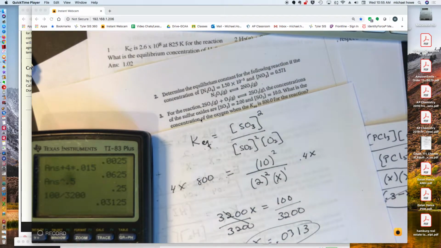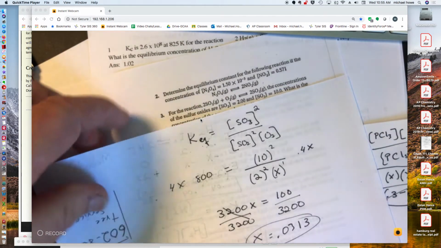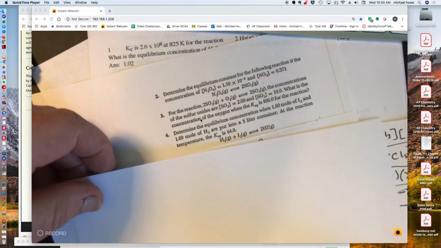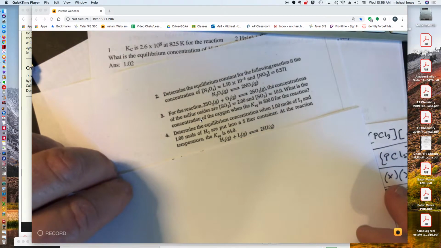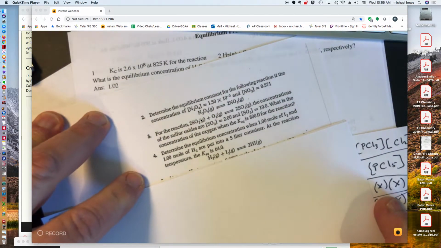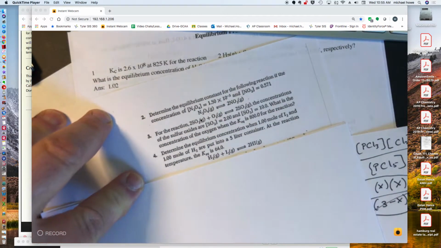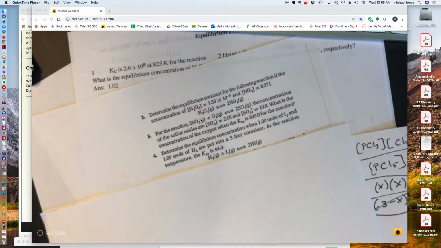Now we're going to take a look at a different kind of problem. It's the next level of difficulty, and it is problem number 4 on this page. You're not going to have this page, but I put some practice problems on a website, and they all work the same way.